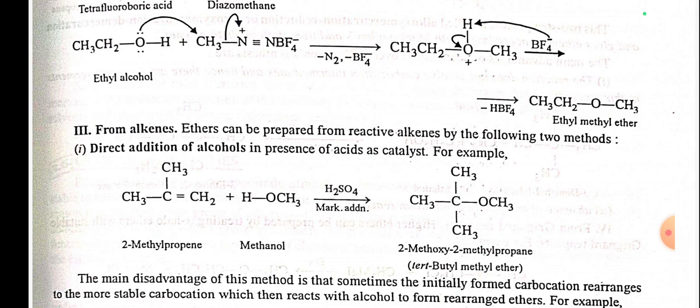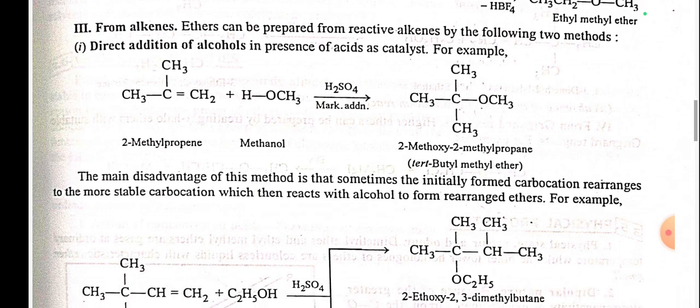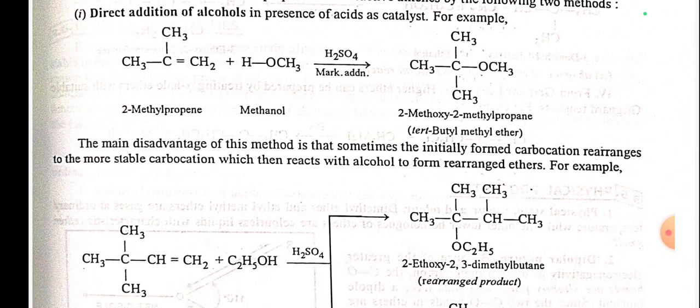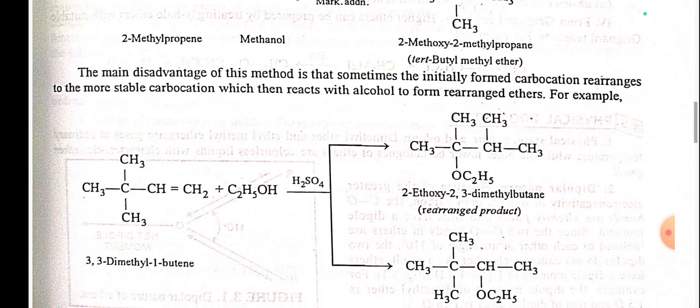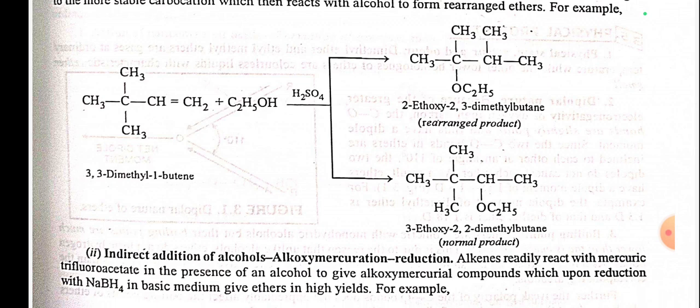For example, 2-methylpropene plus methanol gives 2-methoxy-2-methylpropane. The main disadvantage of this method is that sometimes the initially formed carbocation rearranges to the more stable carbocation, which then reacts with alcohol to form rearranged ethers. For example, 3,3-dimethyl-1-butene gives 2-ethoxy-2,3-dimethylbutane as the rearranged product and 3-ethoxy-2,2-dimethylbutane as the normal product.